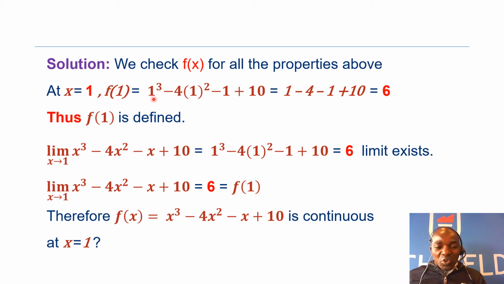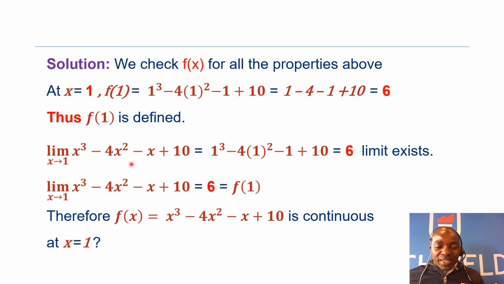When you substitute, you are going to get 1 cubed minus 4 times 1 squared minus 1 plus 10, which gives us 1 minus 4 minus 1 plus 10, which is 6. So we can say that f(1) is defined. Then we check whether the limit of our function where x approaches 1 exists. We do direct substitution of x equals 1, since this one doesn't have any division. When you substitute 1, you get 1 cubed minus 4 times 1 squared minus 1 plus 10, which equals 6. So we can say that the limit exists.